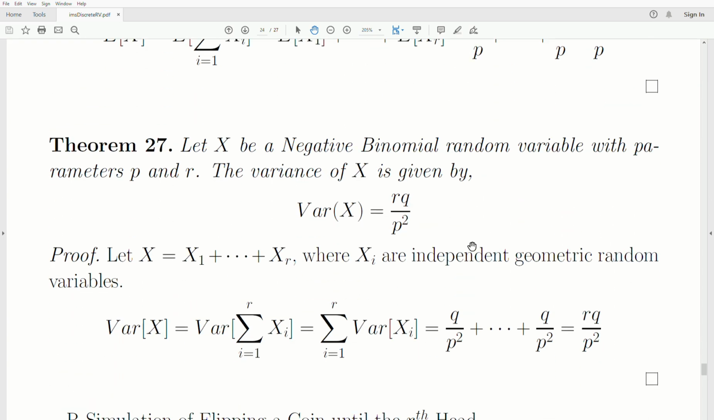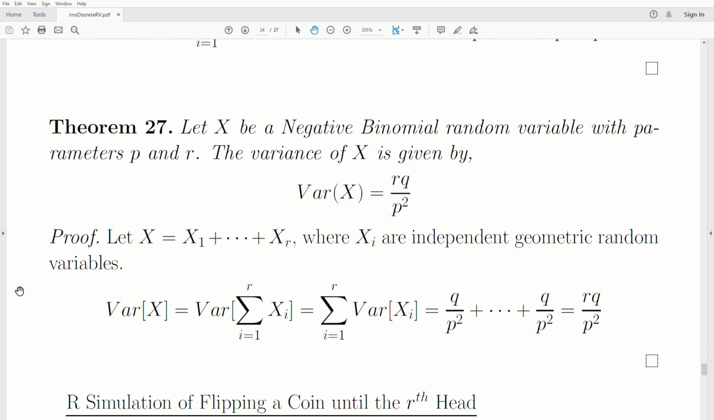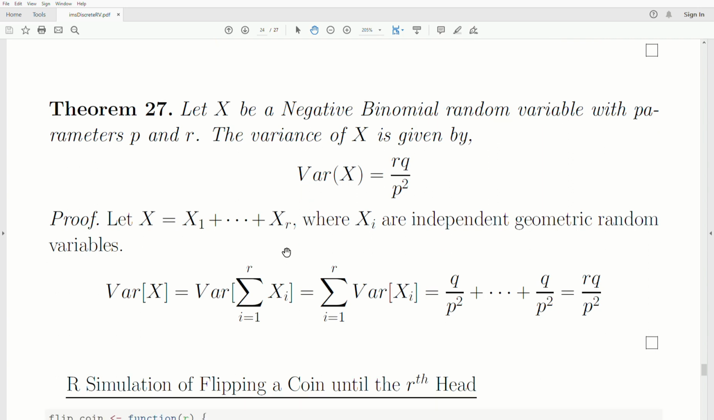Let X be a negative binomial random variable with parameters p and r. The variance of X is given by rq over p squared. Now, again, you could use the moment generating function to do this, but it's quicker and easier if we use this approach. Let X equal the sum of these r independent geometric random variables.